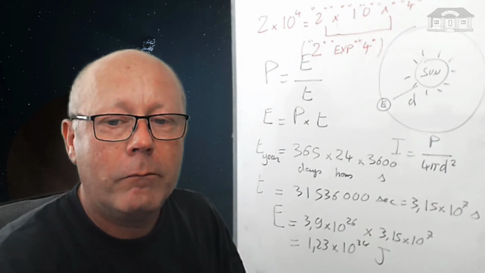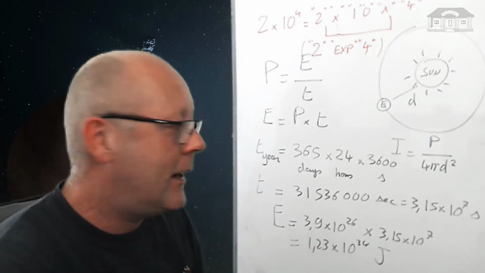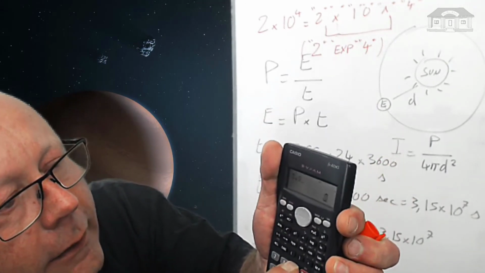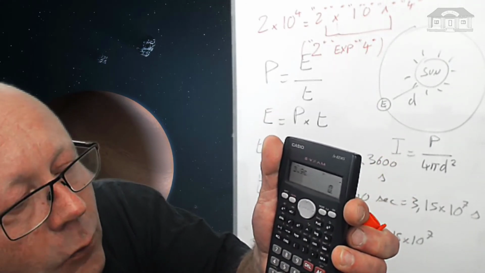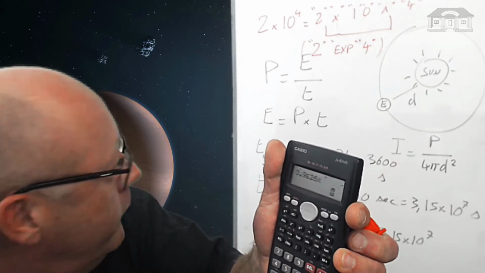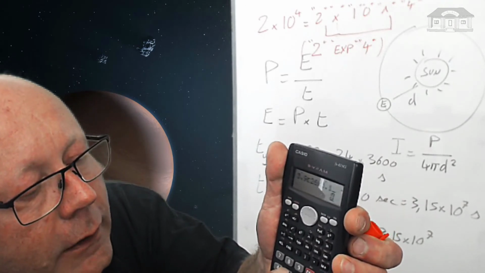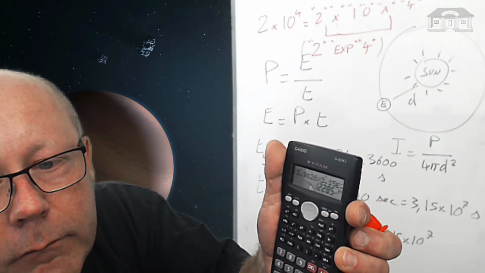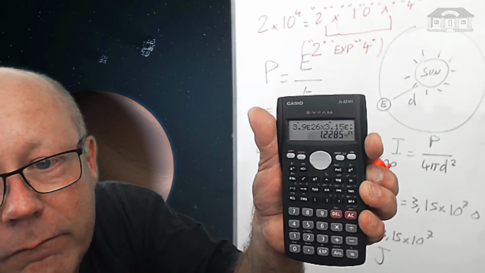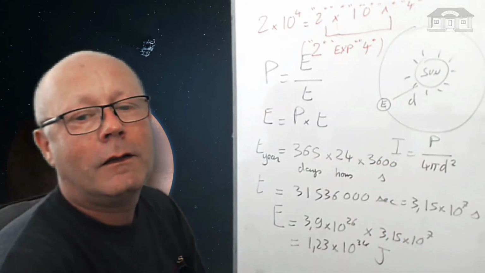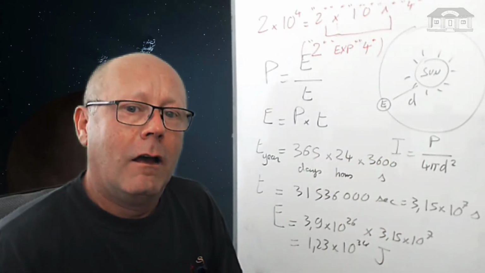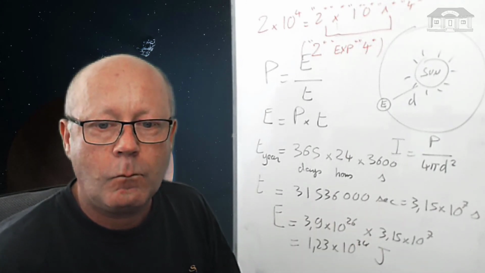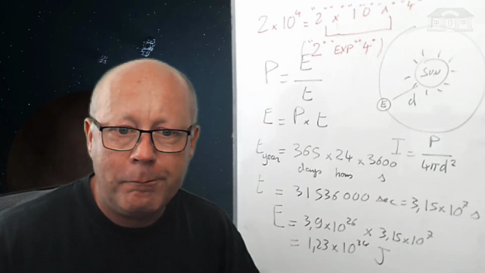So, for example, in our case, if I want to calculate this energy, I type 3.9E26 multiplied by 3.15E7. And I get the same answer. So that's how you can enter in your calculator complicated numbers like this one. Okay, let's go back to the exercise.